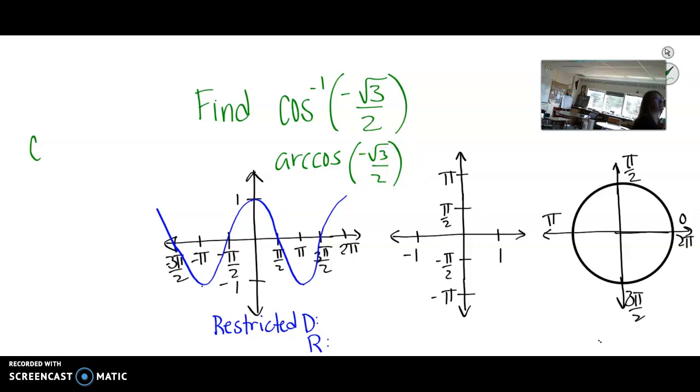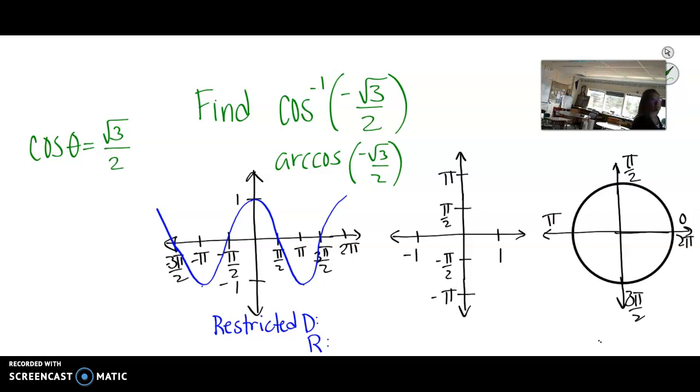So for just a minute, let's ignore the negative and figure out the arc cosine. Cosine inverse means we're going to find an angle that gives us a ratio of square root of 3 over 2. And that's for the adjacent over hypotenuse, which is the ratio of the cosine. So we're finding an angle when we're finding sine inverse, cosine inverse, tangent inverse, or arc cosine, arc sine, arc tangent. All of those mean find an angle.